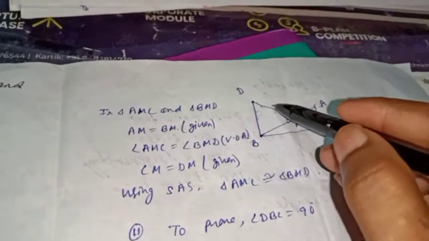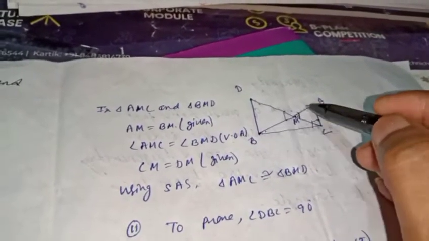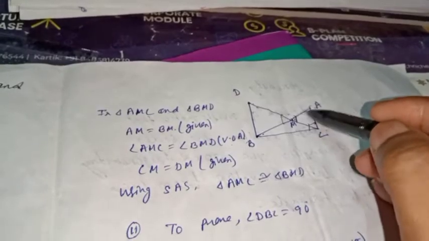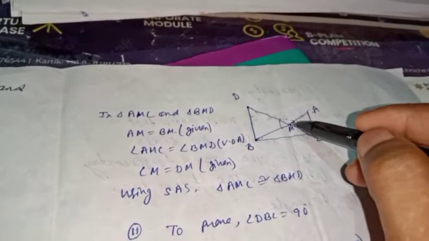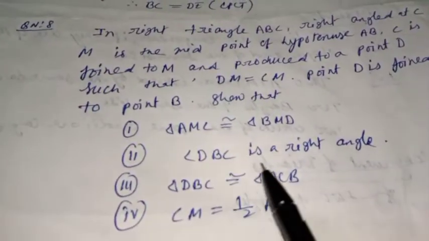So what criteria can you use? Any one of the triangles you can take. Suppose AMC, we use AM, CM and this angle. So SAS. Using SAS, triangle AMC is congruent to triangle BMD. Clear? Second one, to prove angle DBC is a right angle.